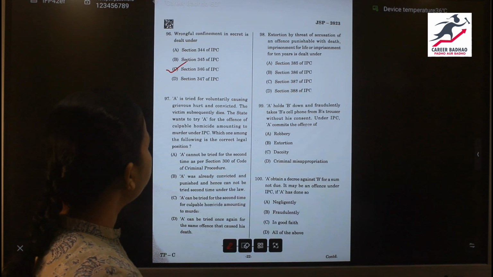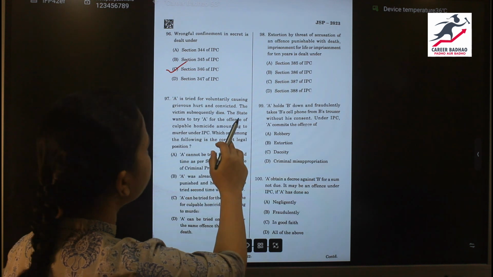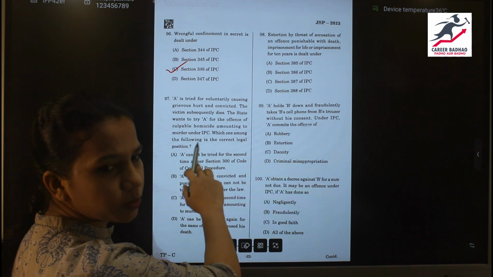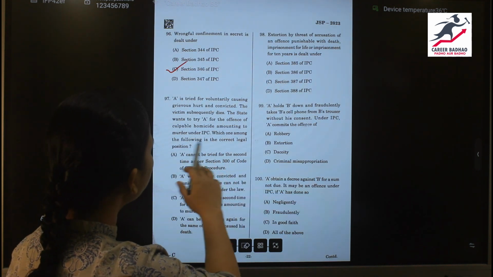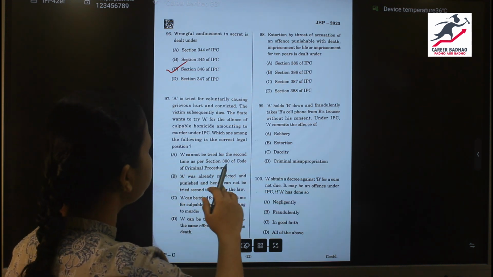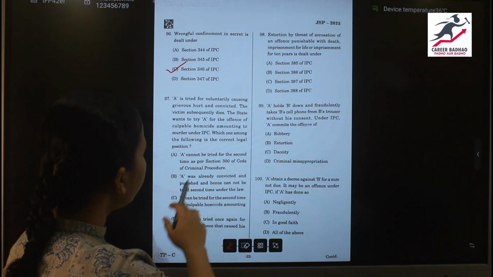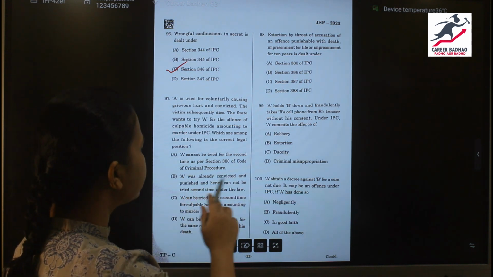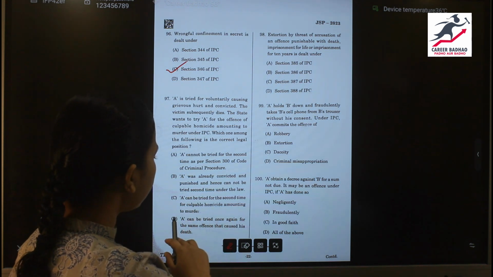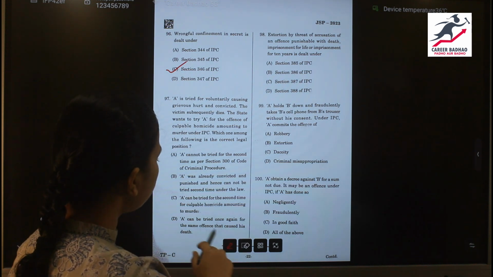Question number 97. A is tried for voluntarily causing grievous hurt and convicted. The victim subsequently dies. The state wants to try A for the offence of culpable homicide amounting to murder under IPC, which one among the following is the correct legal position? Option A, cannot be tried for the second time as per section 300 of CRPC, that is autrefois acquit and autrefois convict. Or option B, A was already convicted and punished, hence cannot be tried second time under the law. Or option C, A can be tried for the second time for culpable homicide amounting to murder. Or option D, A can be tried once again for the same offence that causes death.